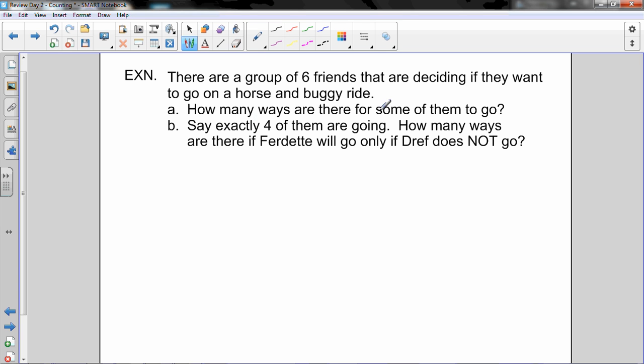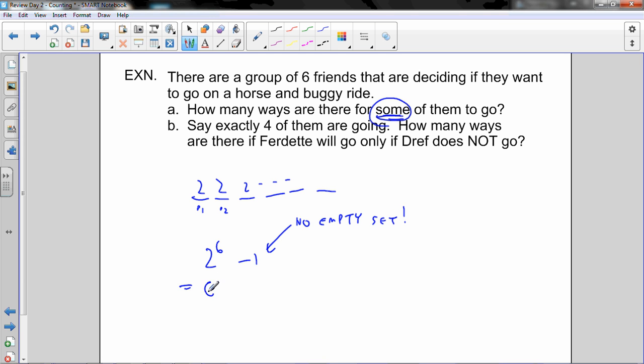How many ways are there for some of them to go? So for each of the 6 people, remember, each of the 6 people, they could either go or not. There's 2 choices. 2 choices for person 2. This is one of these, how many sets of people are going to go. So this is 2 to the exponent 6. But we subtract 1 because if some of them have to go, we don't want to count the empty set. So we're going to subtract the empty or null set. And so that's 63 ways for some of them to go.